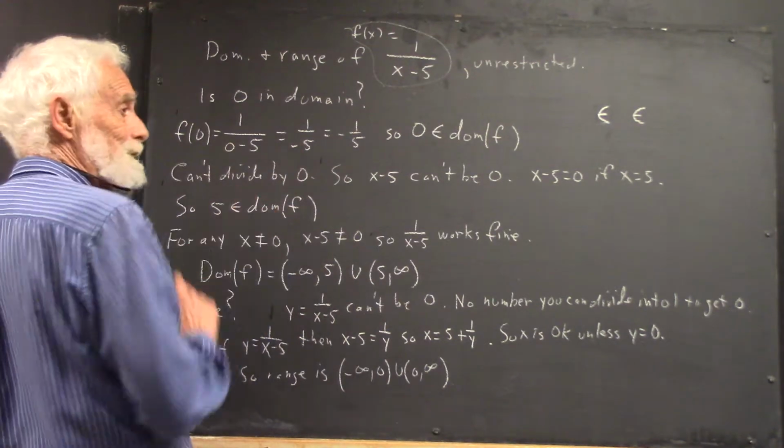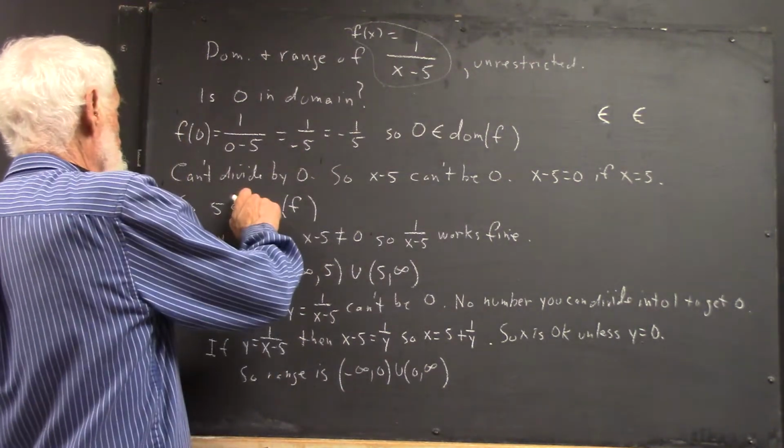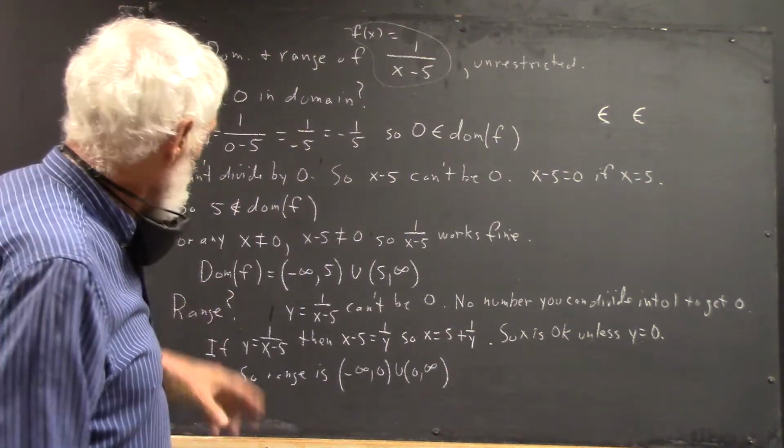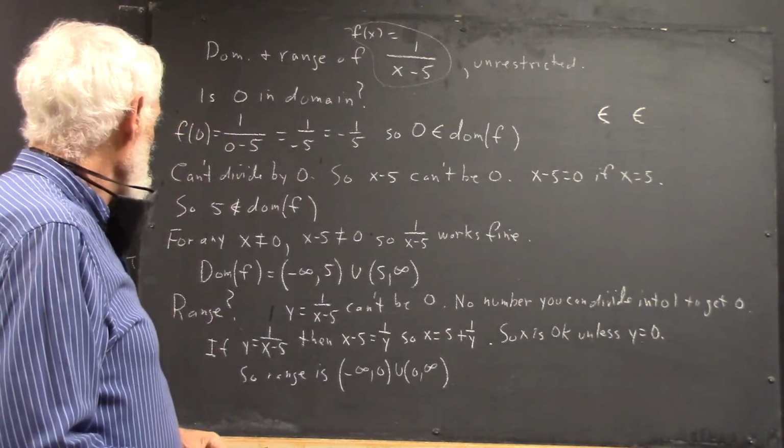I just read what I had written. 5 is not a member of the domain of f. I forgot to put the line through it.